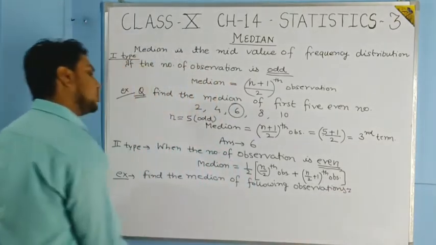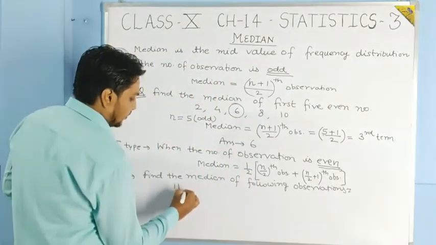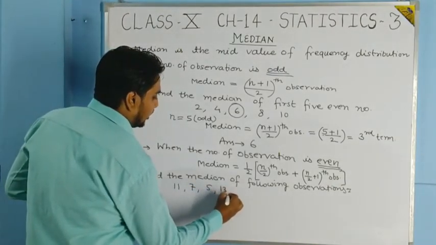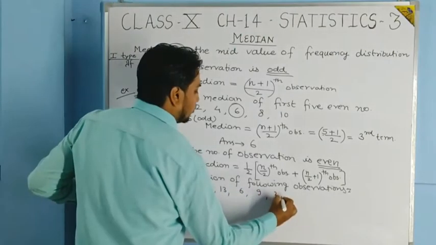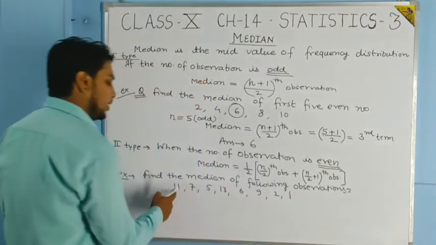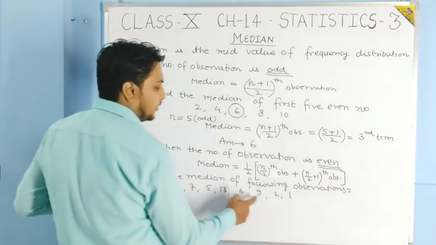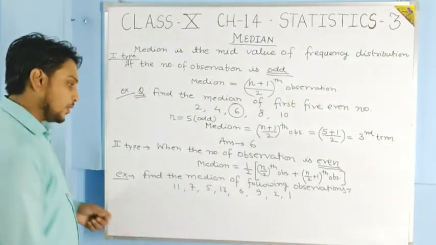Okay, and suppose the observations are given: 11, 7, 5, 13, 6, 9, 2, 1. How many observations are there? 1, 2, 3, 4, 5, 6, 7, 8. So 8 observations are there.